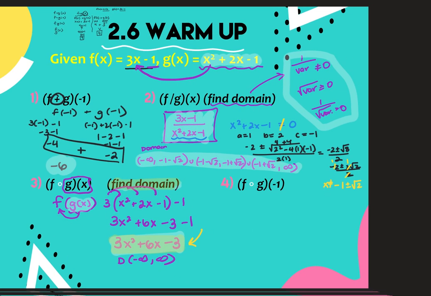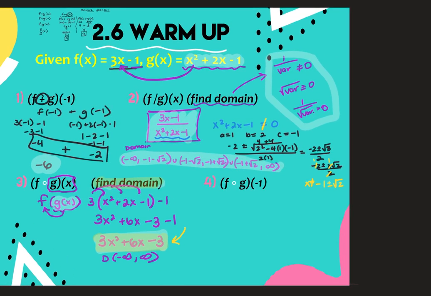All right, so then f of g of negative 1 for number 4, we're going to do f of g of negative 1, which means take the negative 1 and plug it into the g. So go back up to the g and plug the negative 1 in there. So negative 1 squared plus 2 times negative 1 minus 1. 1 minus 2 minus 1, negative 1 minus 1, which is negative 2.